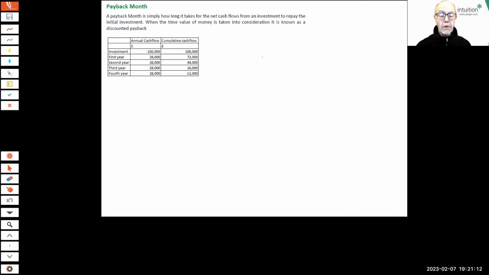Now, payback is how long it takes the net cash flows from an investment to repay the initial investment. So in this case, we start off, we pay out 100,000. Each year money comes in, and eventually the cumulative cash flow, the cash flow to date, eventually we've had 100 back and then more. So that is our payback point.